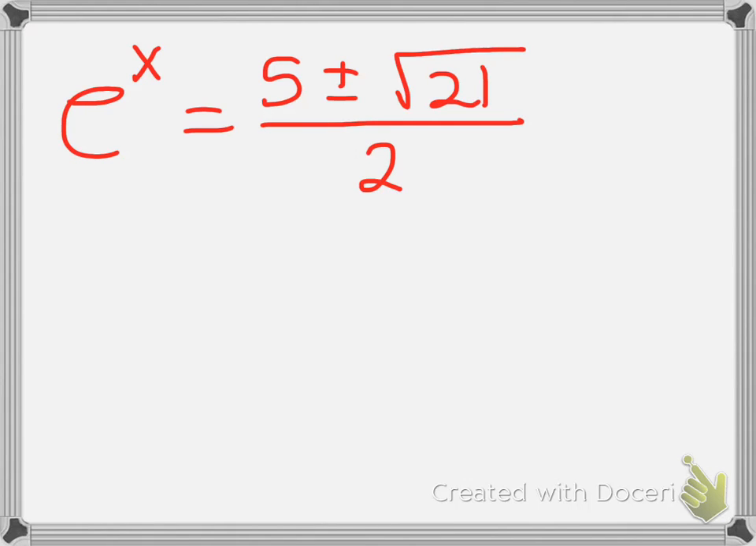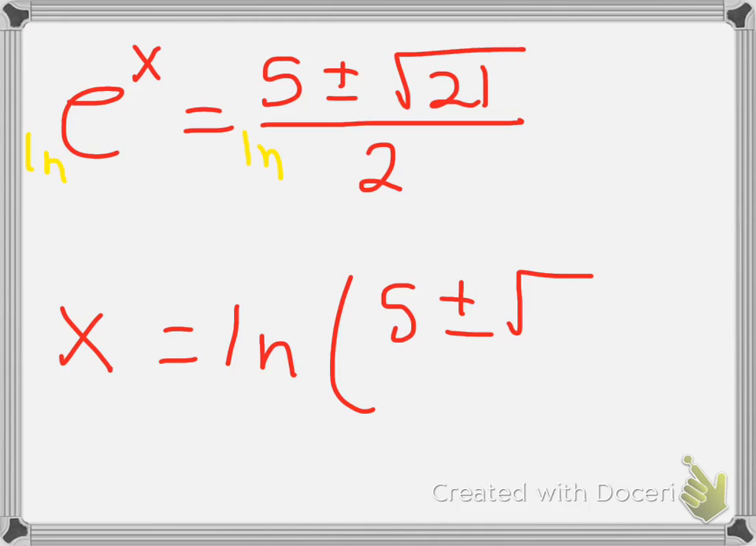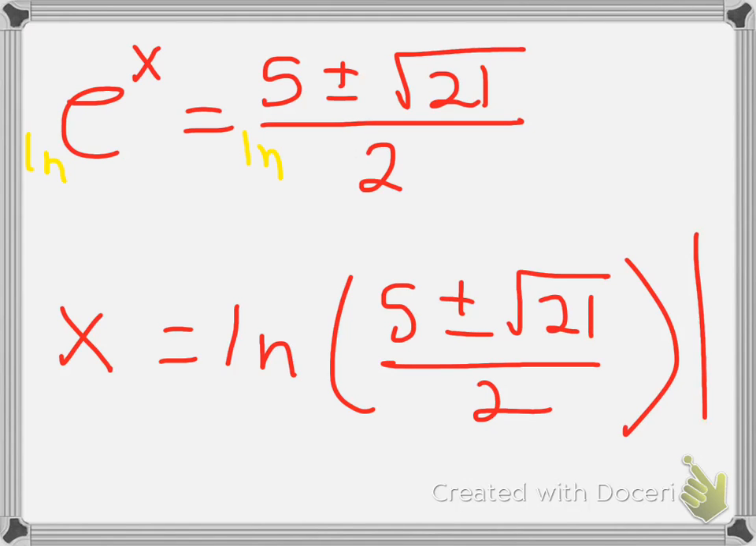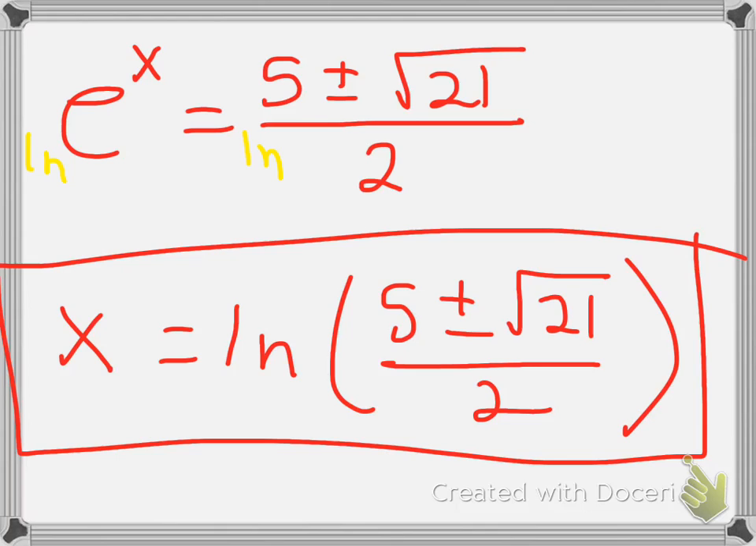And then in order to solve for x, the only way you solve for x once you have e to the something equals a number is to take ln of both sides. Once you take ln of both sides, that'll give you just x on the left-hand side. And then I have x equals ln of 5 plus or minus the square root of 21 all over 2. And that is the solutions. And you can always go back and plug things into your calculator if you needed a decimal for that.